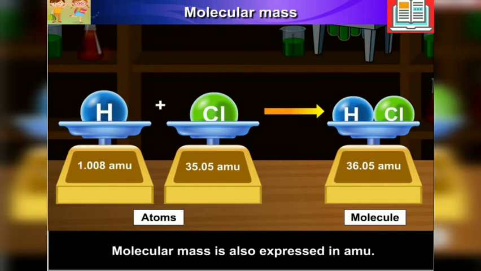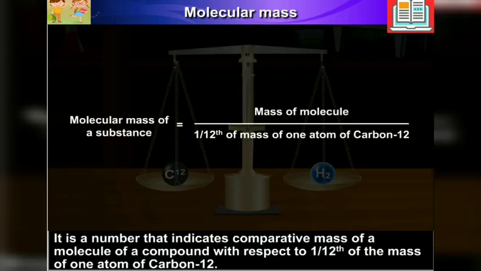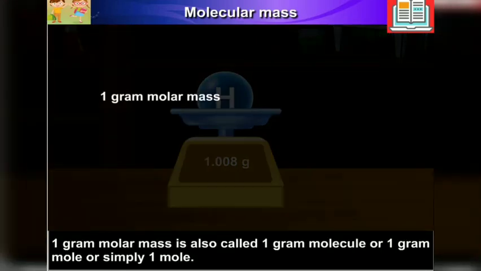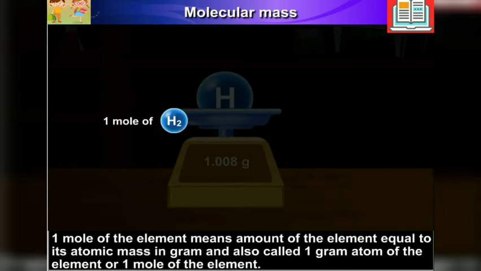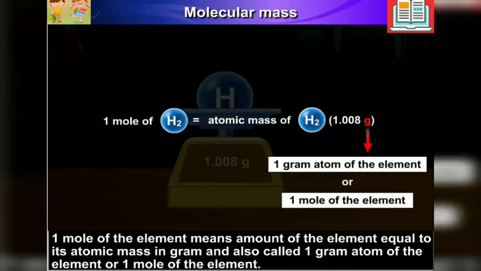Molecular mass is also expressed in AMU. It is a number that indicates the comparative mass of a molecule of a compound, with respect to 1/12 of the mass of one atom of carbon-12. Gram molar mass is the molar mass expressed in gram. 1 gram molar mass, also called 1 gram molecule, or 1 gram mole, or simply 1 mole. 1 mole of an element means the amount of the element equal to its atomic mass in gram, also called 1 gram atom of the element, or 1 mole of the element.